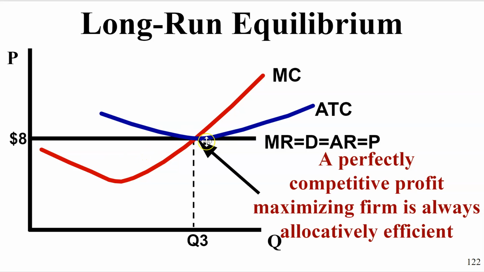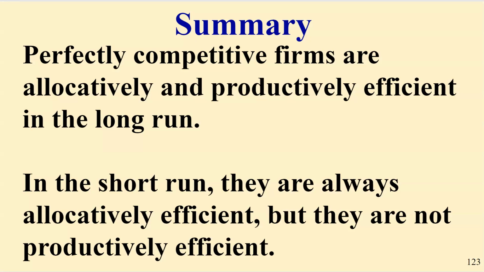And MC equals MR is where we conduct profit maximization. We maximize our profitability there, and we do that at MR, or demand, meets MC, or MC equals MR. Okay, it's important to note perfectly competitive firms should be allocatively and productively efficient if they're in the long run.